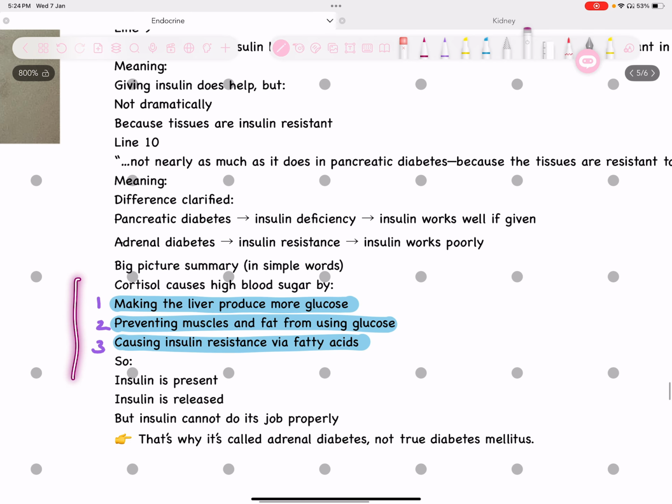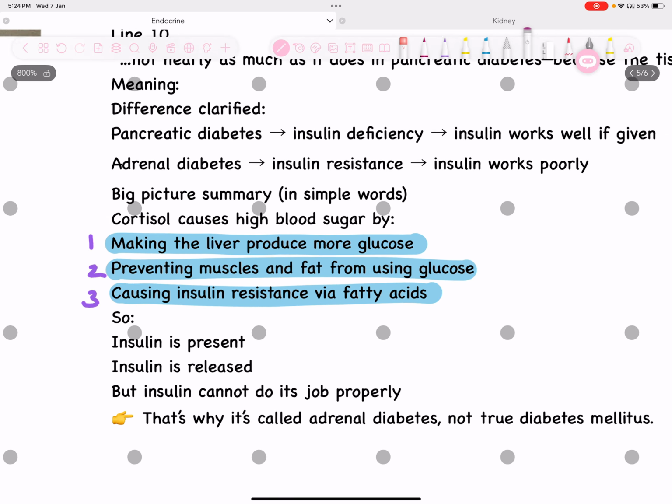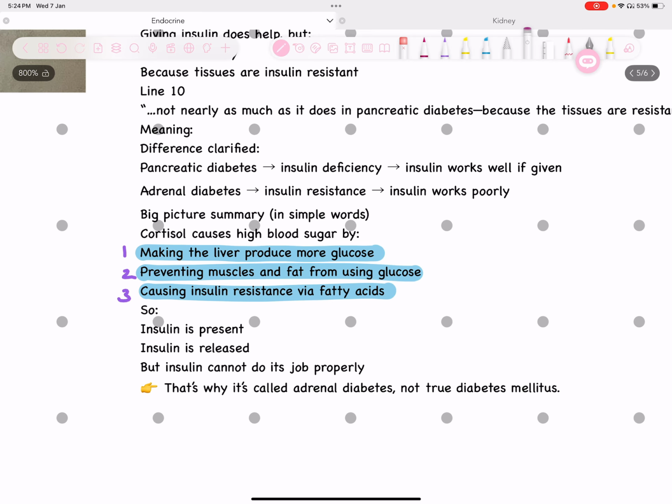Now, another very important summary point that you should be aware of: this is the big picture summary for adrenal diabetes. What happens in adrenal diabetes is that blood sugar level increases because of excessive cortisol. And why is it so? Because cortisol increases gluconeogenesis, it increases the liver production of glucose. Other than that, it prevents the muscles and fats from using glucose. Why? Because of the insulin resistance.